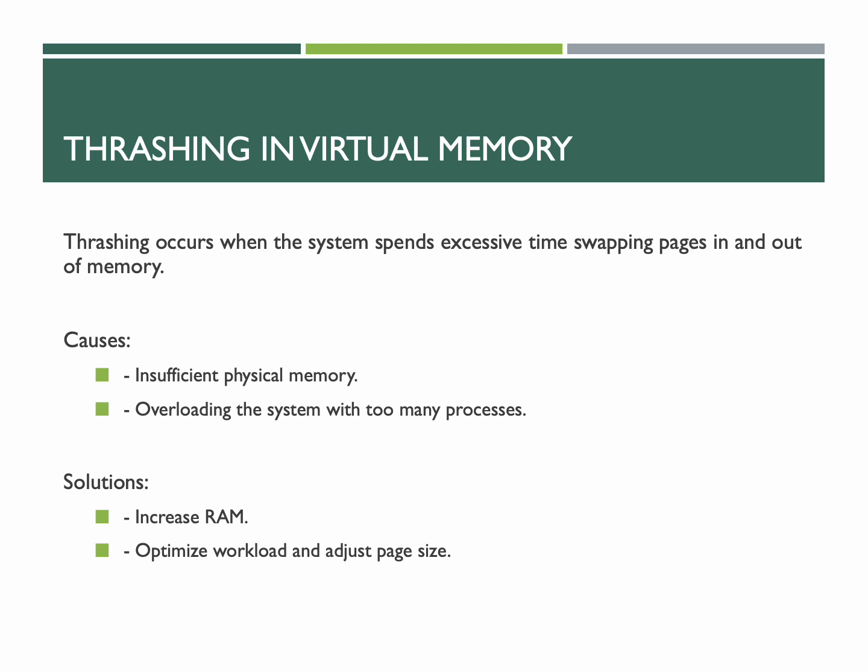What are the causes of thrashing? First is insufficient physical memory. If the available RAM is not enough to accommodate active processes, the system relies heavily on virtual memory, causing frequent page swaps. Second is overloading the system. Running too many processes simultaneously can overload the memory, forcing the system to swap pages repeatedly.